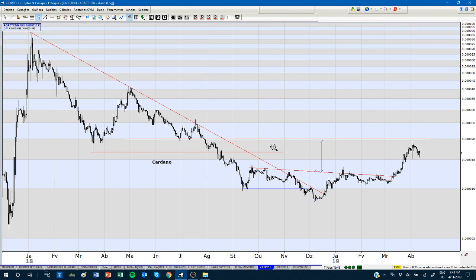Next one is Cardano. Cardano, well, didn't do too bad, but it achieved the objective.